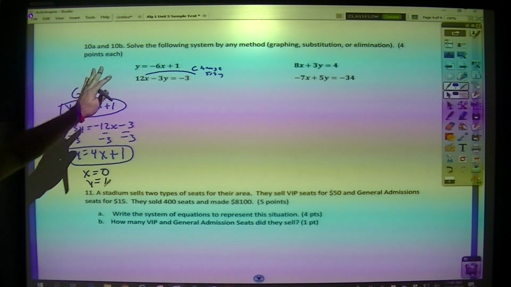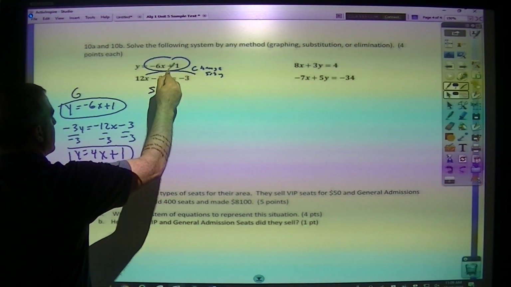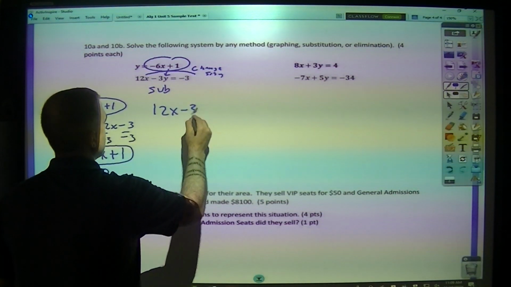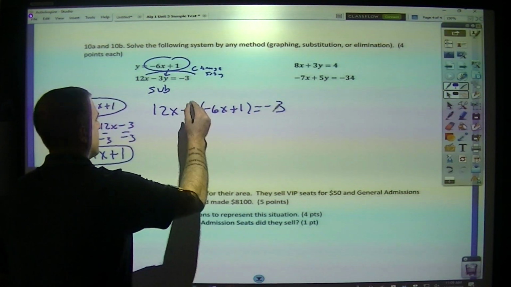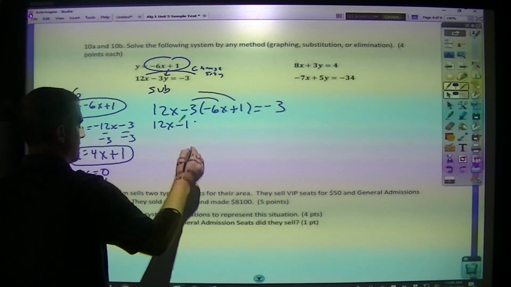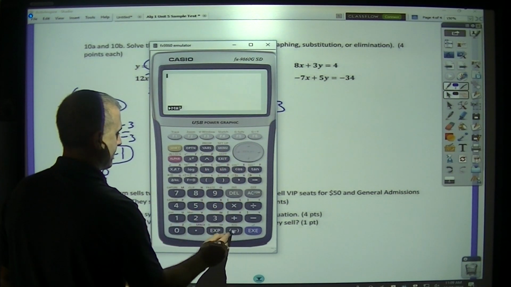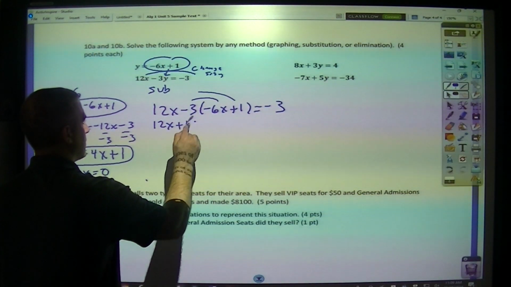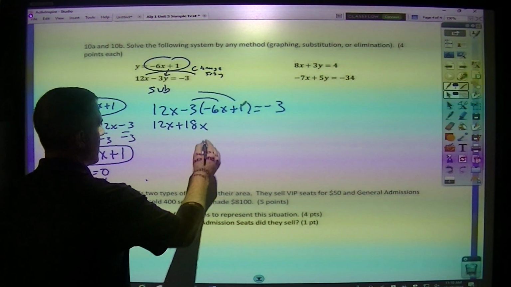Now, if you wanted to use substitution, which would have been the other good one, I would take this and put it in for y. So 12x minus 3 times negative 6x plus 1 equals negative 3. If I distribute that, that's 12x minus negative 3 times negative 6, which is positive 18. So plus 18x. Negative 3 times 1 is negative 3.